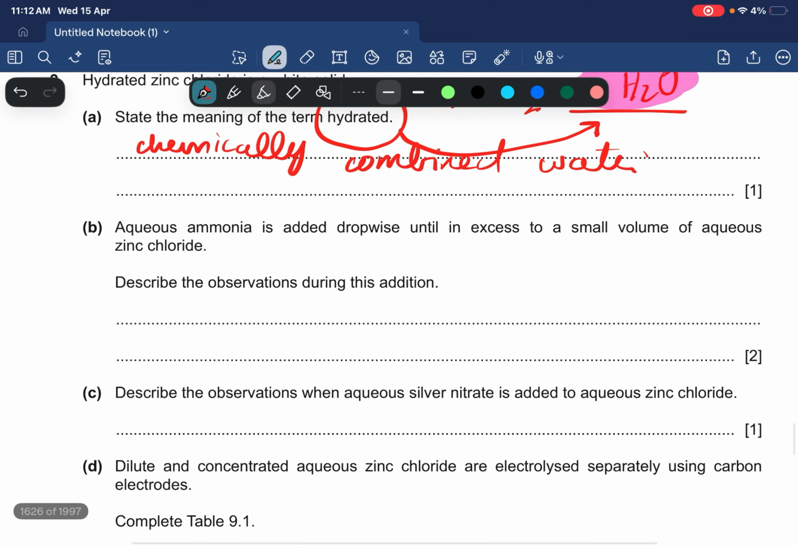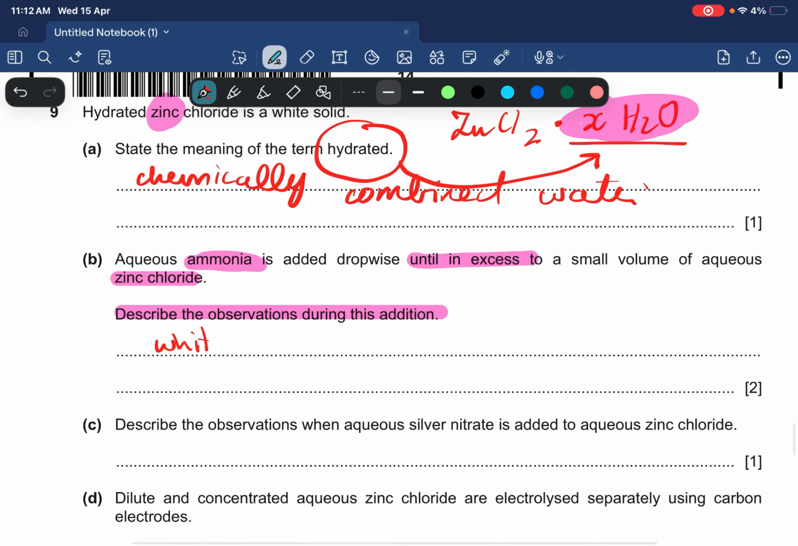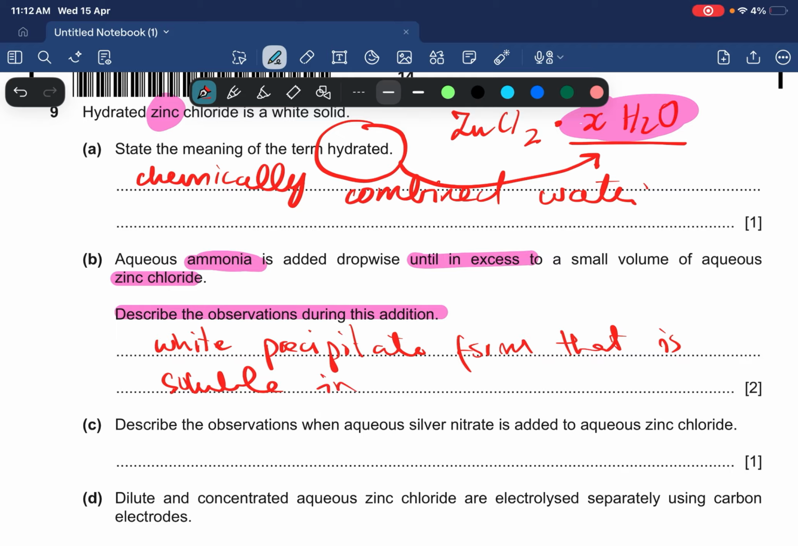Aqueous ammonia is added. Okay, we have zinc ions, remember. Test for cations. We're adding aqueous ammonia dropwise until in excess to a small volume of aqueous zinc chloride. Describe the observations. What happens when we add ammonia to zinc ions? You have to learn the test for cations. White precipitate forms that is soluble in excess ammonia.